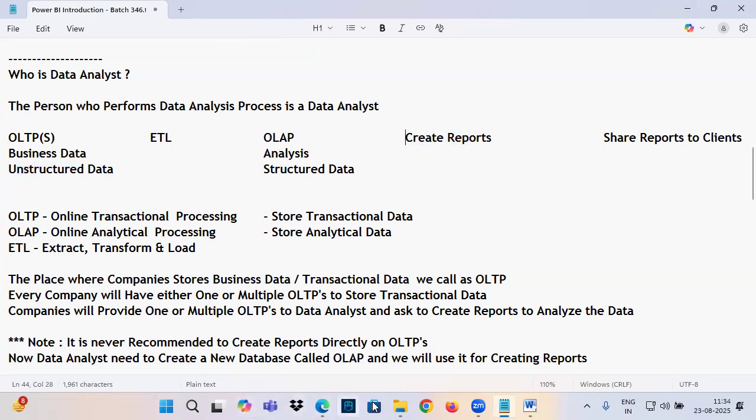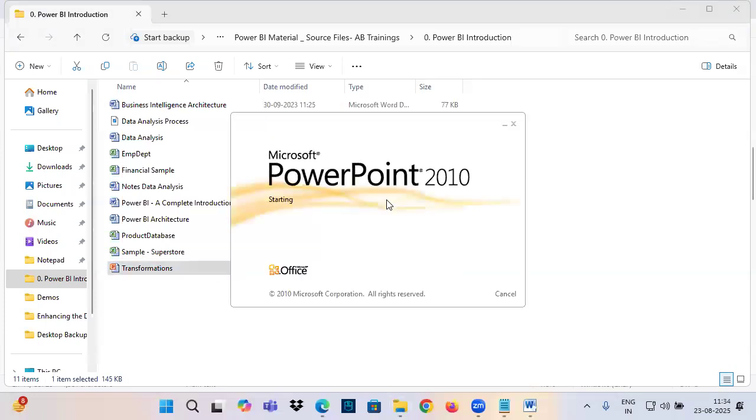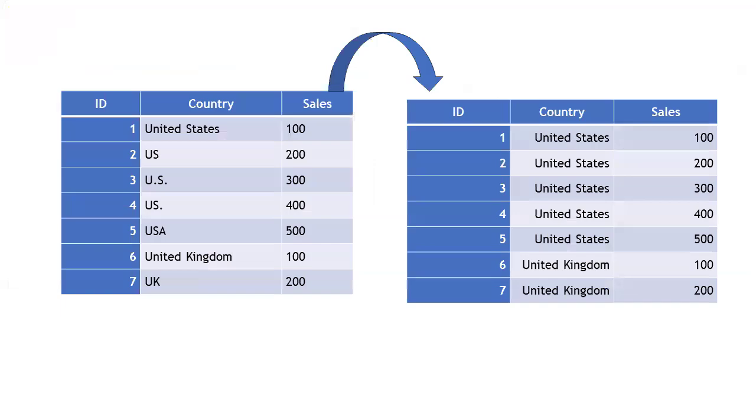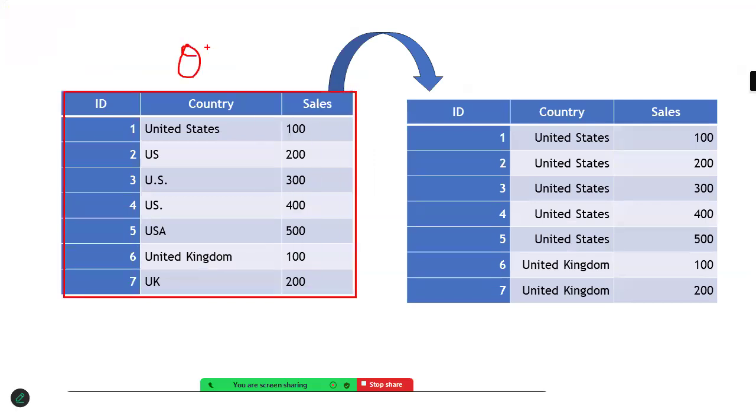I'll open one slide here to explain what structured data and unstructured data are. Look at this slide. Take the first table as the OLTP table. This is OLTP and this is OLAP. This is how the data is in the OLTP, and this is how the data is in the OLAP. You'll move the data from OLTP to OLAP through ETL.